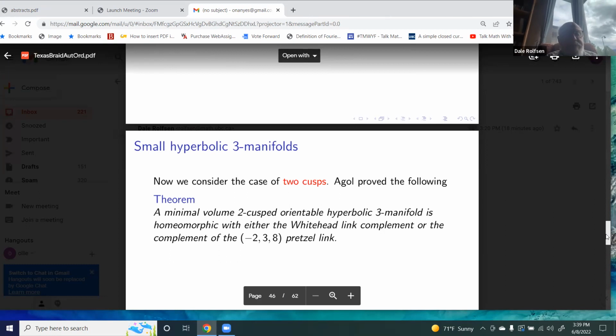Ian Agol proved that a minimal volume 2 cusp orientable hyperbolic 3-manifold is either the Whitehead link complement or the complement of the -2,3,8 pretzel link.